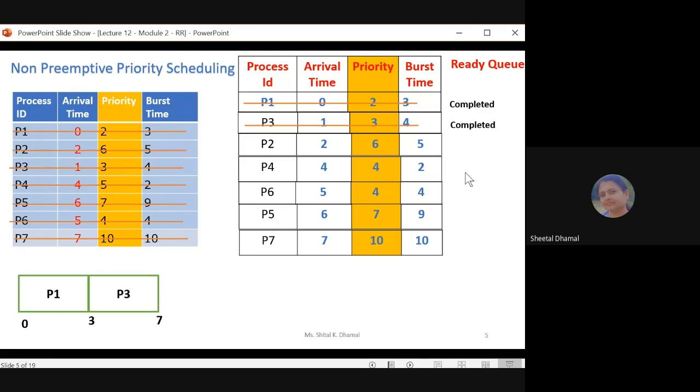So now all the processes are present in the ready queue. Now no process is left in this table. So all the processes have entered into the ready queue.